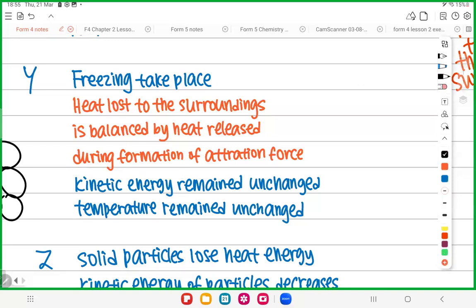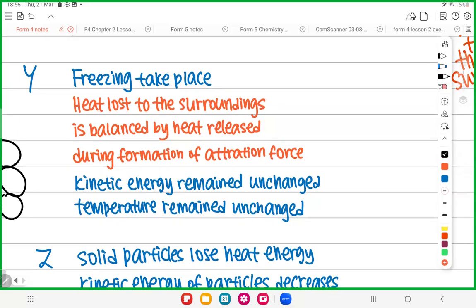Kimberly asked, can we write formation of bond? Cannot, Kimberly. I told you just now, right? Cannot use the word bond. Cannot use the word breaking bond. Cannot use the word forming bond. Don't use the word bond. Use force of attraction, please. Use force of attraction, or you write attraction force. Don't write the word bond, because they don't accept it.